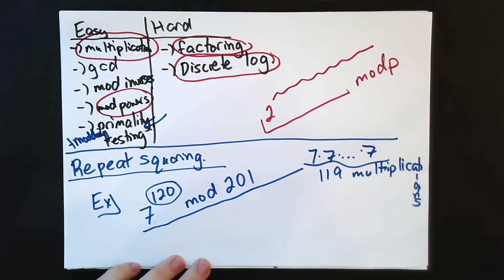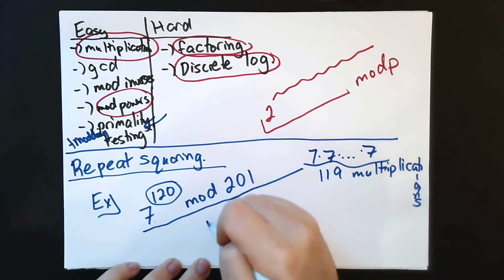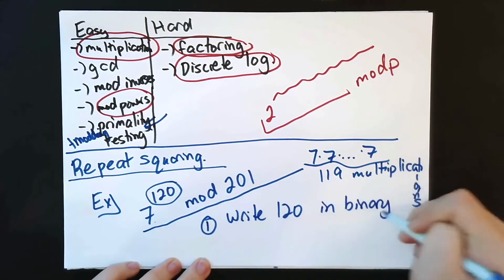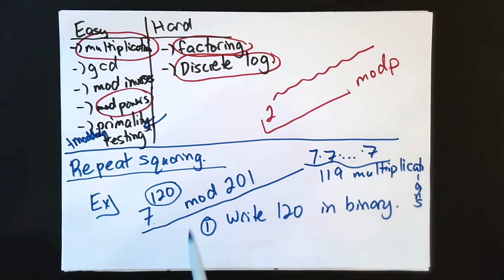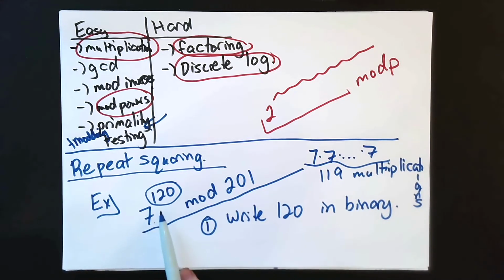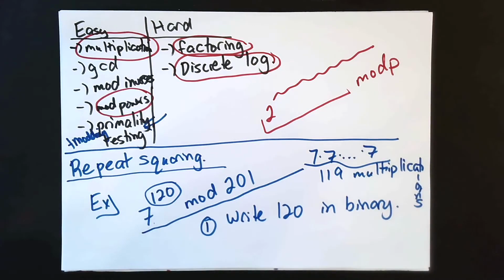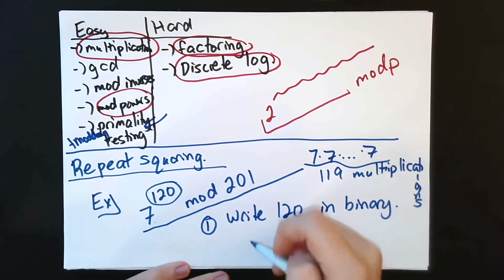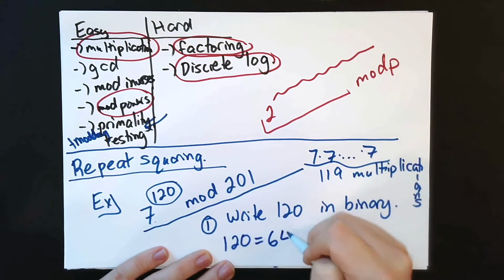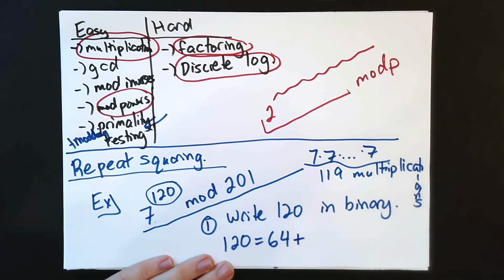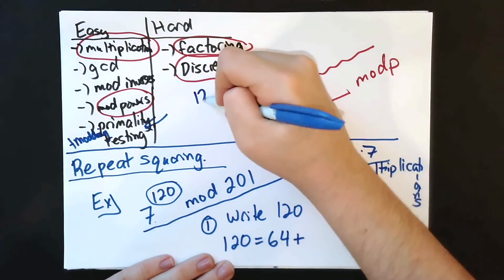number of multiplications? Well, the first step is that we're going to write 120 in binary. So you might not have thought before about how do I write a number in binary, but it's actually not so bad. You want to just figure out what is the largest power of 2 that is less than or equal to 120. And in this case, that largest power of 2 is 64, because the next power of 2 would be 128. So I'm going to write 120 is 64 plus, and now I've got to figure out how to write the rest of this.